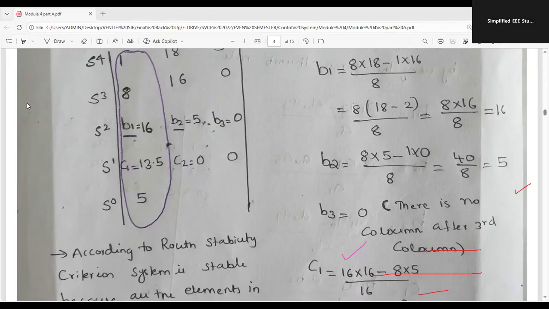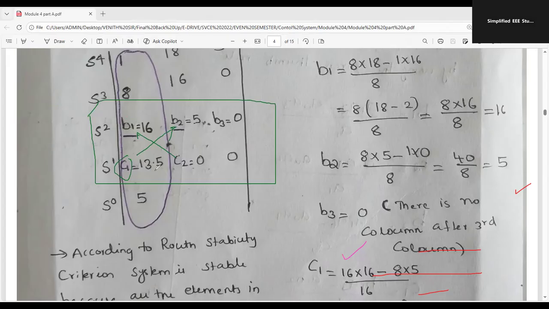So to get to know that, what we are supposed to do is very simple. You consider the previous two rows. These are my previous two rows. I just put a bracket. So you consider only these two rows to compute the value of this particular position corresponding to s to the power 0. So do multiply C1 into B2, correct? C1 into B2 minus C2 into B1 divided by C1. Very simple. So that means 13.5 times 5 minus 16 times 0 divided by 13.5.